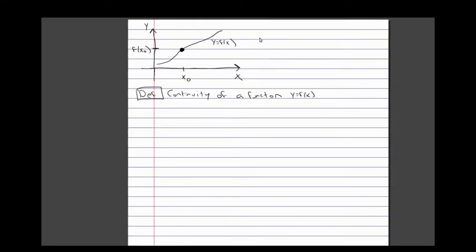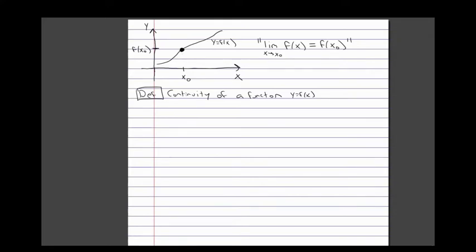And typically in a calculus 1 class, you'll see that continuity of a function y equals f of x is the same thing as the following proposition. It's the proposition that the limit as x approaches x naught of the function f of x equals the value of the function at x naught. Like in this picture right here, you see exactly what I'm talking about.